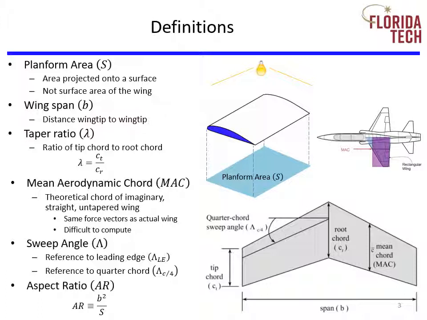And finally, we have the sixth term, the aspect ratio. This is a dimensionless parameter that indicates how long and skinny or short and stubby a wing is. In general, it's defined by the equation b squared over S. For a rectangular wing where S is just b times c, this reduces to b divided by c.